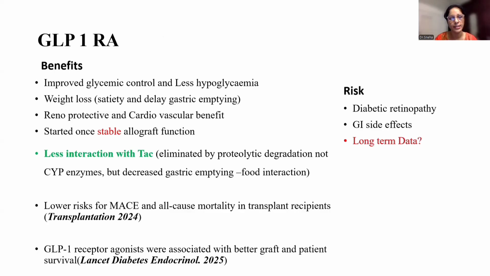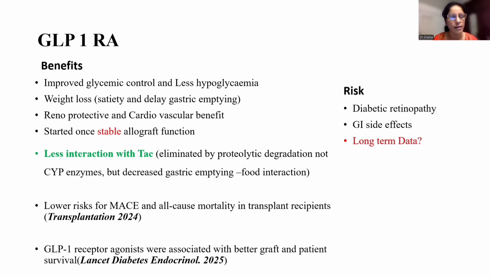GLP-1 receptor agonist has benefits like improved glycemic control and less hypoglycemia risk, and it has weight loss. It is renoprotective and cardioprotective, and this also, same as SGLT2 inhibitors, is started once stable allograft function is achieved. It has less interaction with TAC because it is eliminated by proteolytic degradation, not by cytochrome P450 enzymes. But it decreases gastric emptying, so food interaction with the TAC should be taken into consideration.